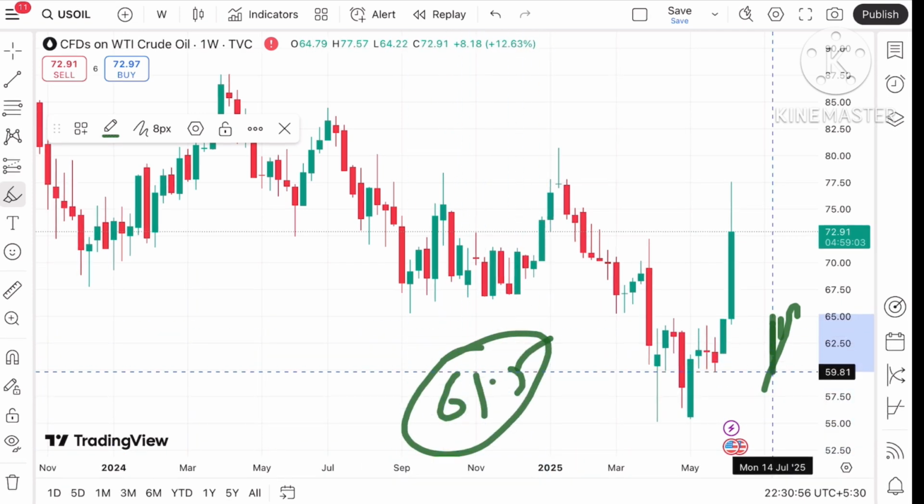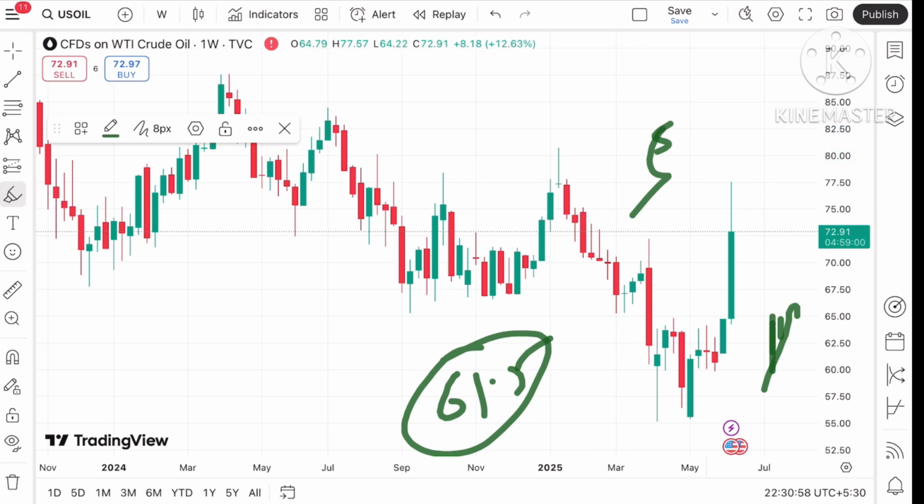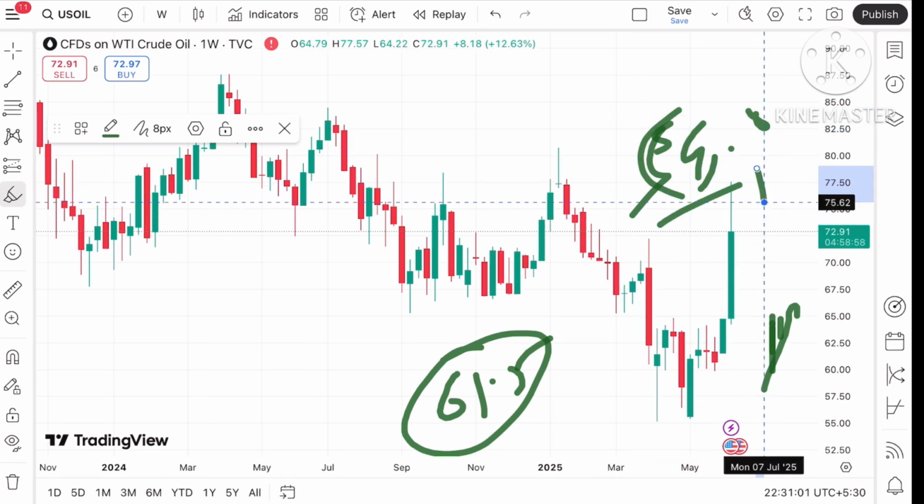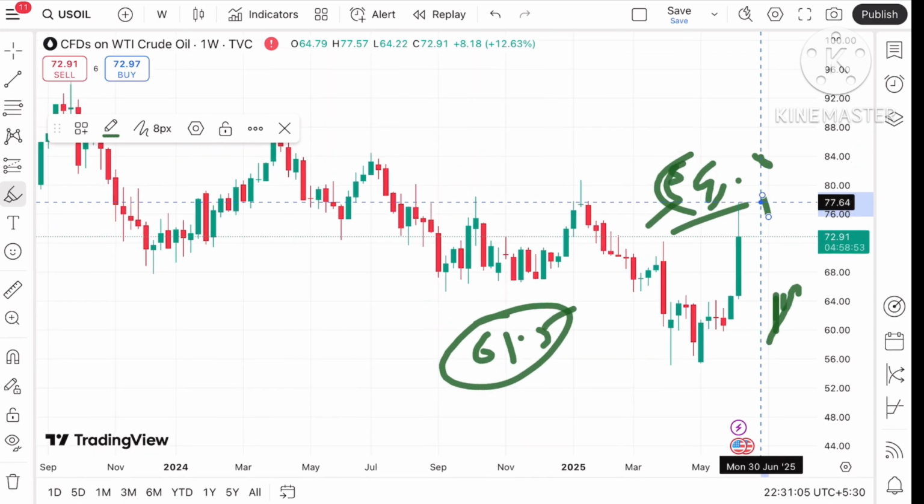Okay, and if it starts going below this level, the chance of touching a level of 59.8 we can see, and then further low. Okay, any doubt regarding this, you can mail me. The mail ID is also given in the description.